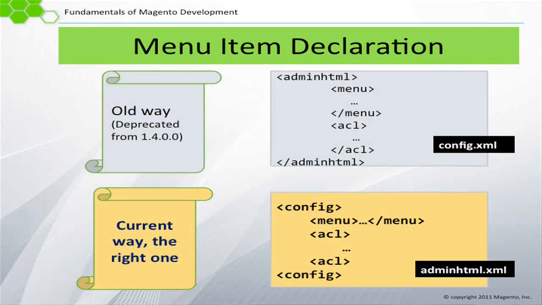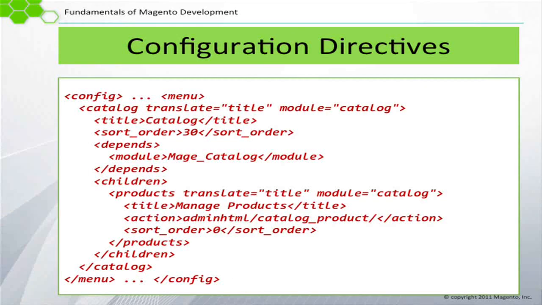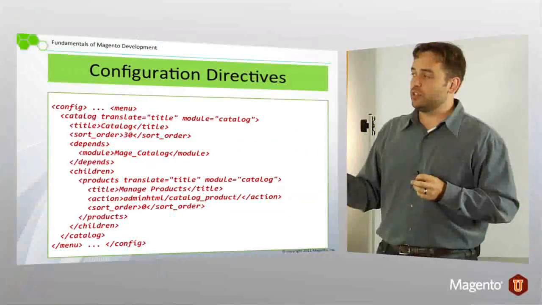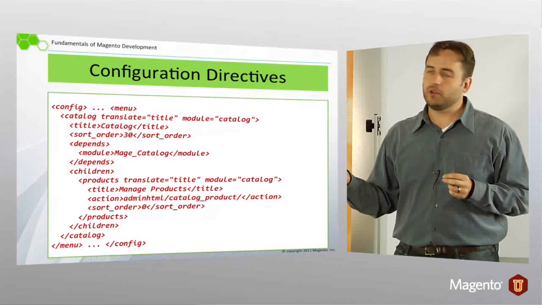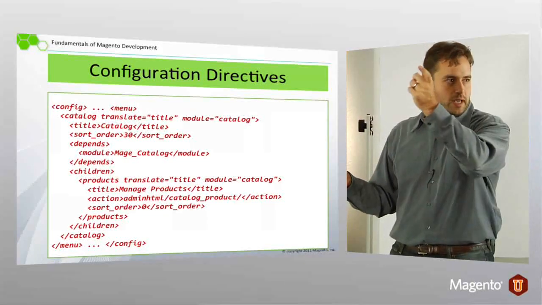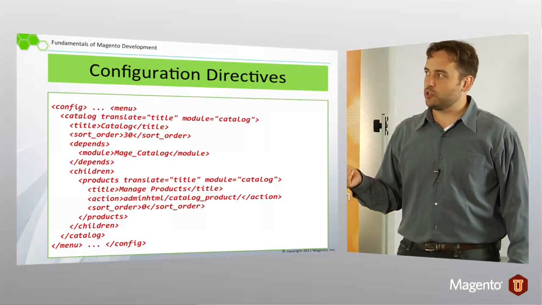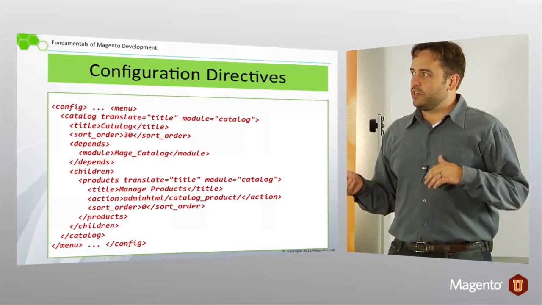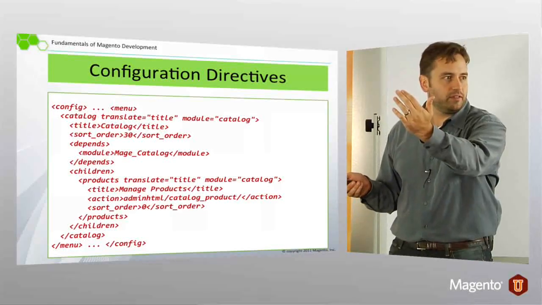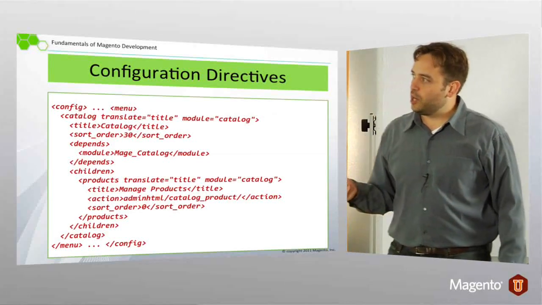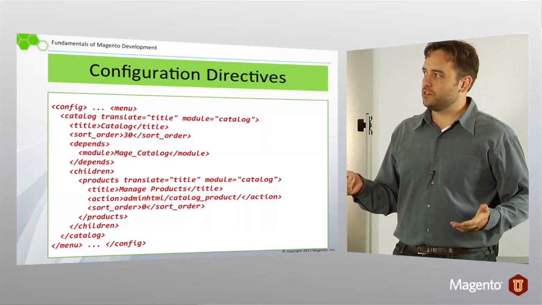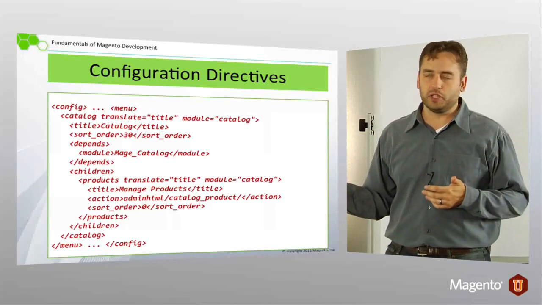in the case of Adminhtml, inside a config node, again we have menu, and then we define a catalog node, okay? So that'll be the container probably for catalog and all things catalog related. So here we declare a title. This will be what's shown, for example, in the top of your admin, catalog. That's where that comes from. And you can set a sort order, doesn't need to be sequential, but obviously the lower the number, the further to the left. So then you can also set up a dependency, declare the module. Of course, catalog would depend on Mage catalog being loaded.